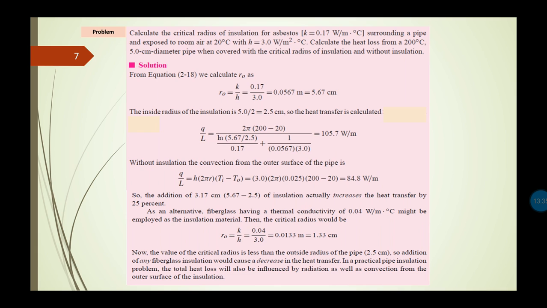Now let us try to discuss one numerical based on this critical thickness concept. The question says, calculate the critical radius of insulation for asbestos, with the thermal conductivity given, surrounding a pipe and exposed to room air at 20 degrees centigrade with H equals 3 watt per meter square degree centigrade. Calculate the heat loss from a 200 degree centigrade, 5 centimeter diameter pipe when covered with the critical radius of insulation and without insulation.